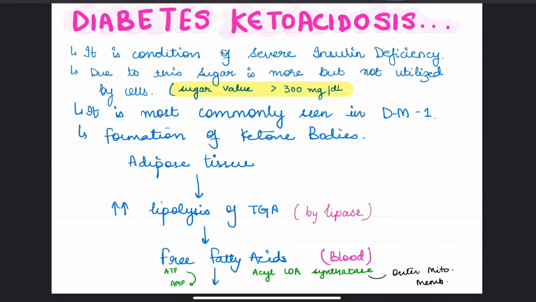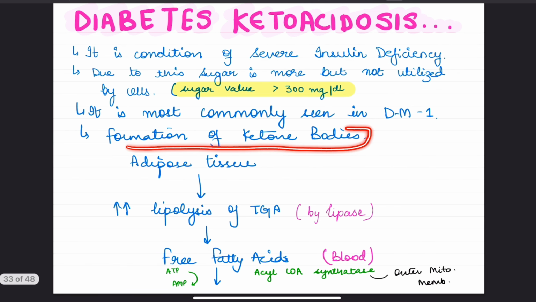Hey guys, today we are going to talk about diabetic ketoacidosis. It is a condition where the blood sugar value is more than 300 milligram per deciliter. It is due to severe insulin deficiency. It is most commonly seen in type 1 diabetes mellitus. In this condition, there will be the formation of ketone bodies.